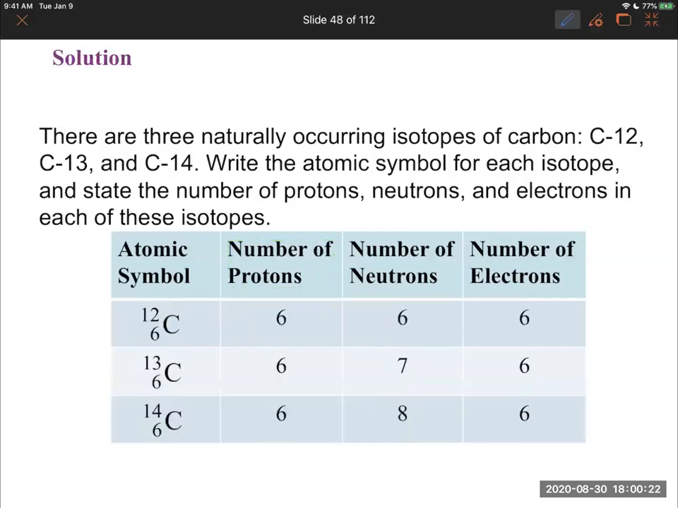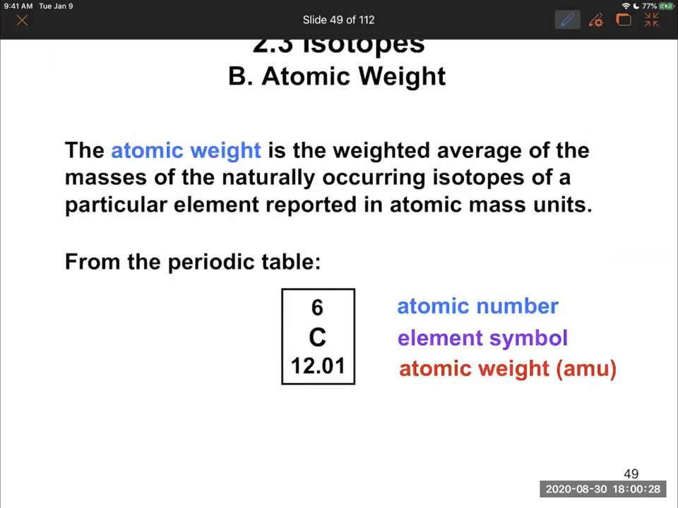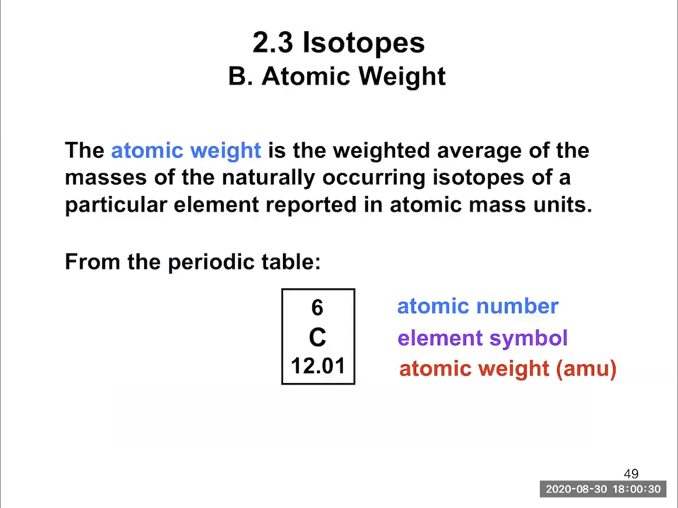And here's the answers. The atomic weight, which is also called atomic mass or formula mass, is given in unit AMU. The atomic weight is the weighted average of masses of the naturally occurring isotopes of a particular element reported in atomic mass units. So this number that you see here is the average of the masses of all the naturally occurring isotopes. So this is the average of all the isotopes of carbon.